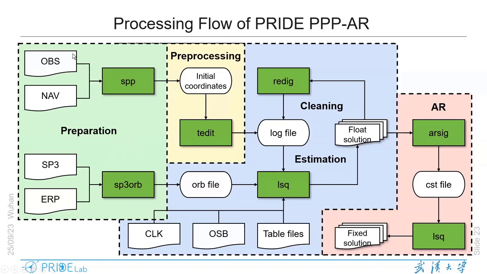There are 4 steps. First, we prepare the initial coordinates and the products. Second, we pre-process the observations to remove the outliers. Third, we estimate the parameters and iteratively clean the data, as we just saw. And fourth, we resolve the ambiguities and constrain them to improve our processing accuracy. We'll go through each step in moderate detail and see what kind of data we need, how we process it, and what kind of result we will get.